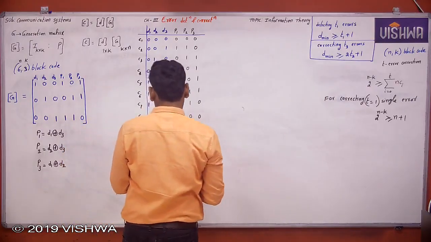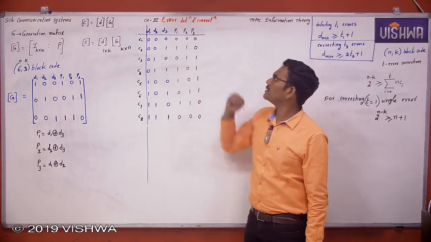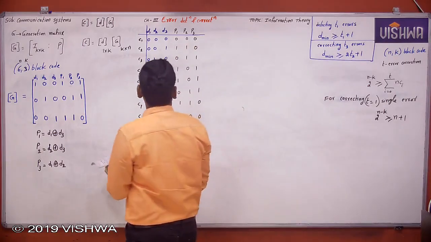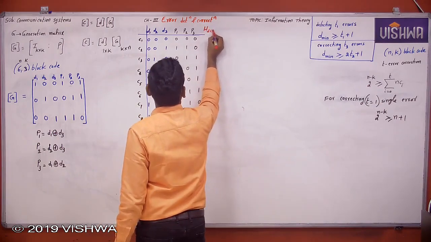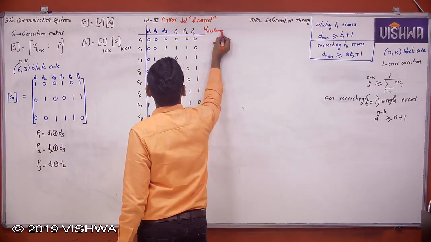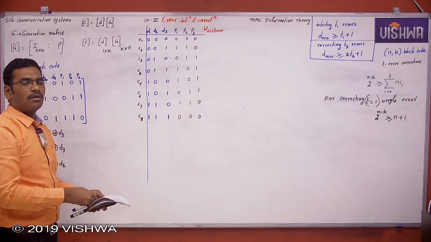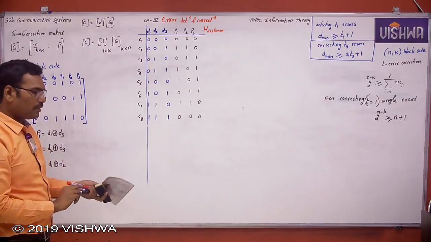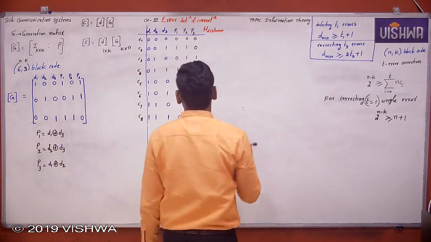Now see here, the total code length is 6. The first 3 are data bits, the next 3 are parity bits. Now we will find the Hamming distance. Hamming distance is nothing but the number of ones in that particular code.